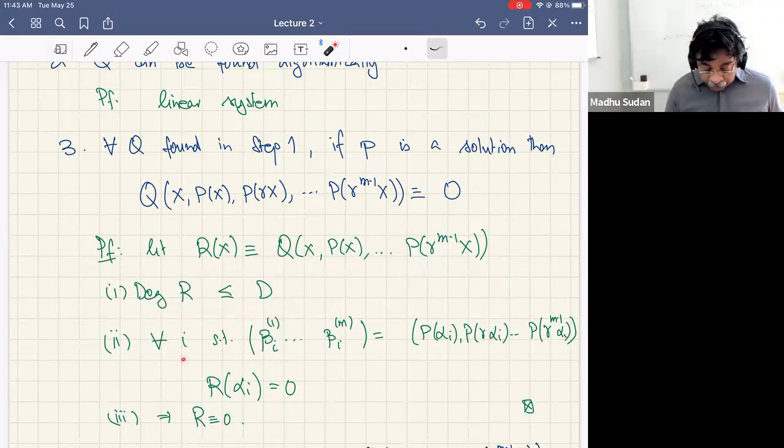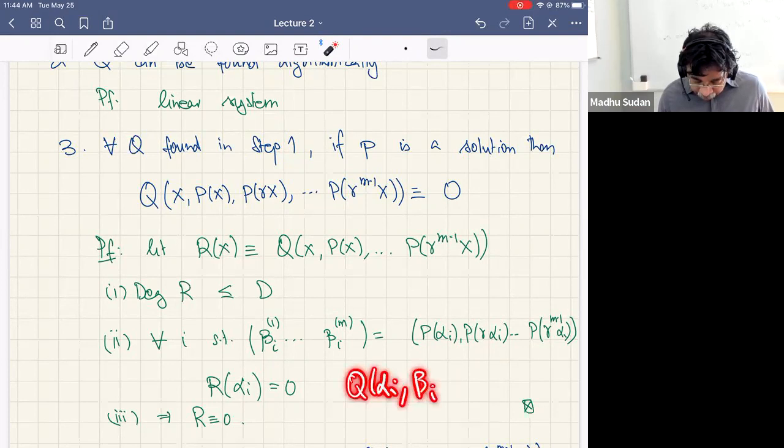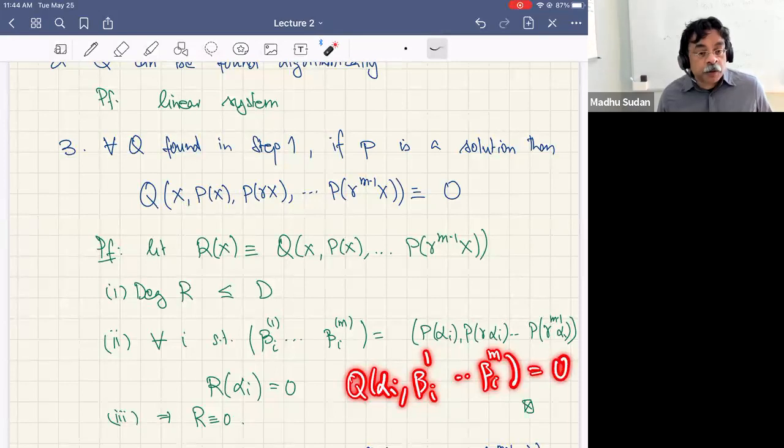But now if you look at an index I of the type that we are looking for, where beta 1I equals P of alpha I, beta 2I equals P of gamma alpha I, and so on to beta Mi is P of gamma to the M minus 1 alpha I. All these identities are holding simultaneously, which is what the power of this folding does. We know all of these identities hold together. Then by our definition, Q of alpha sub I, beta sub I1, and so on to beta sub I M is 0. This is how we found our polynomial Q.